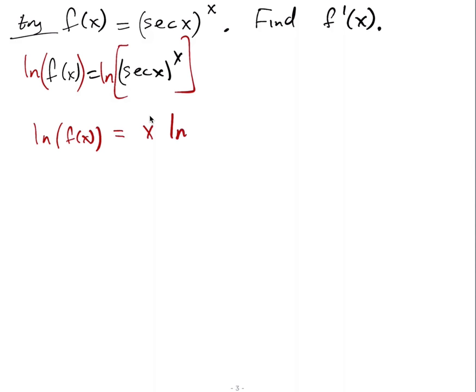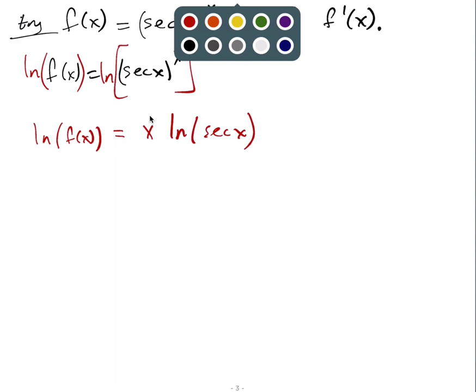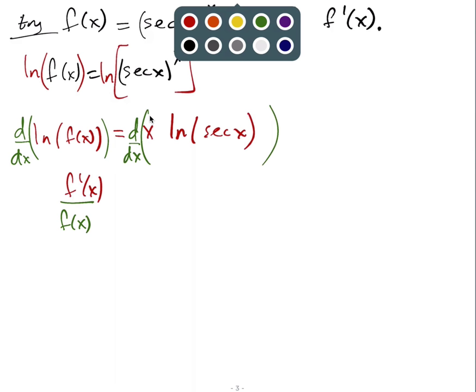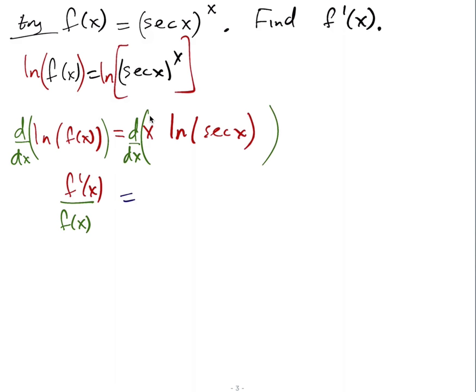And so then I would have x times ln of secant x, right? Yep. Okay. So then I get the derivative of both sides. And so then I would have 1 over f of x times f prime of x, right, on the left side. And this is equal to what goes on top? X times secant x times secant x. Does that look right? Yeah? Any questions with that?